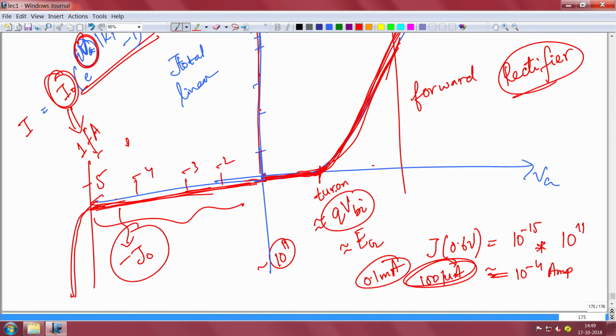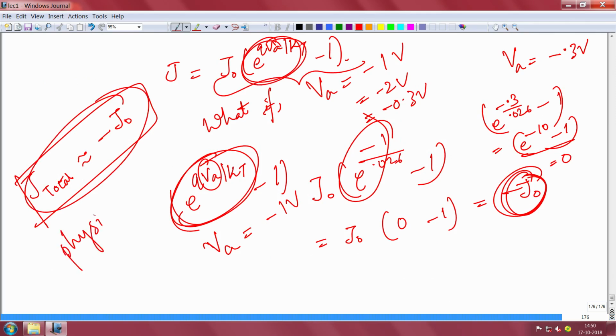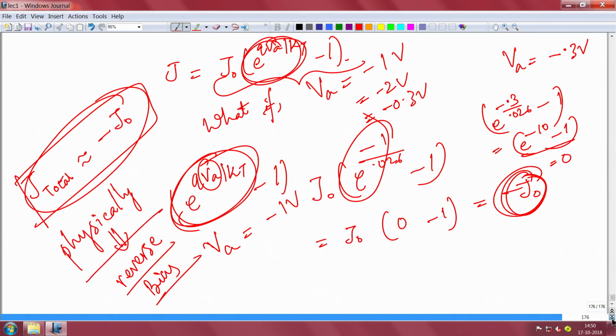Now, I told you that if I plot a negative voltage here, this quantity becomes almost this, but physically what happens? Can you also look at the reverse bias junction physically? That is the question, okay. So, look at that now.